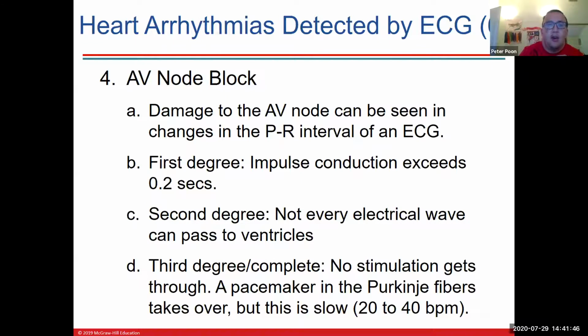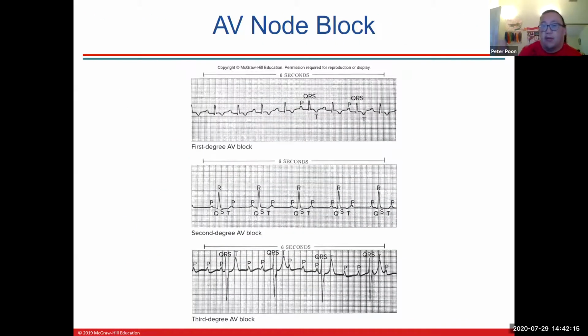Okay, the AV node block. Damage to the AV node can be seen through the PR interval: the longer the interval, the worse the damage. So third degree, no stimulation gets through. The pacemaker in the Purkinje fibers takes over, but this is slow, about 20 to 40 beats per minute. The lecture said a little higher than that, so that could be wrong. So, third degree block.